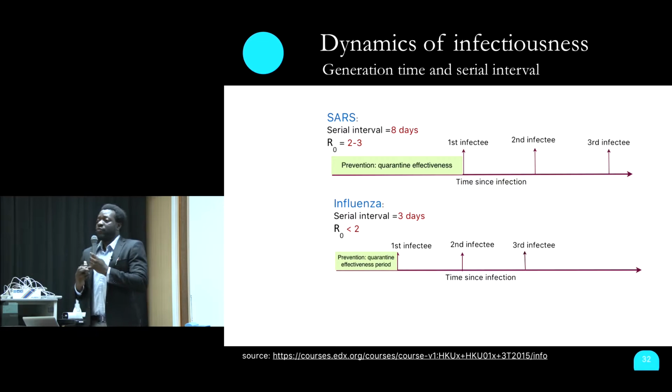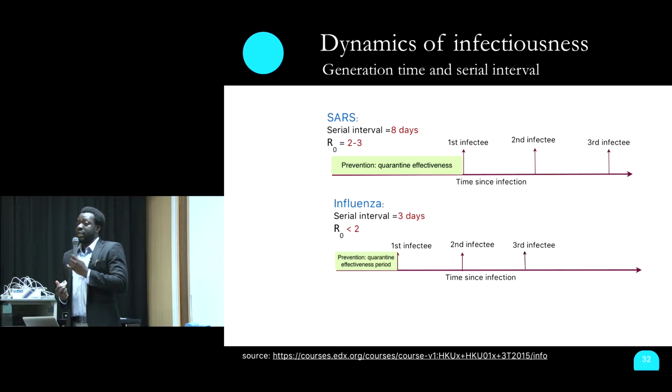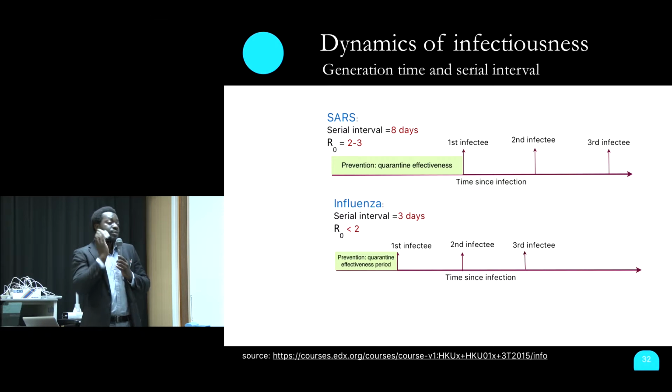Actually, one of the reasons it was possible to eradicate smallpox is because smallpox also has a very long generation time, which is about 2 weeks. And because of that, it was possible to eradicate smallpox. But a very short generation time means that we need to identify the cases very, very rapidly before they start transmitting the infection to other people.